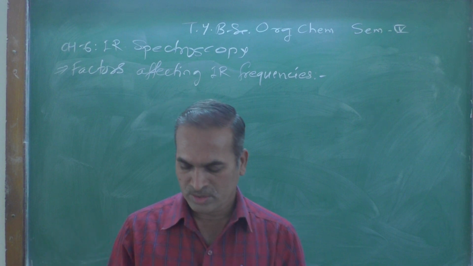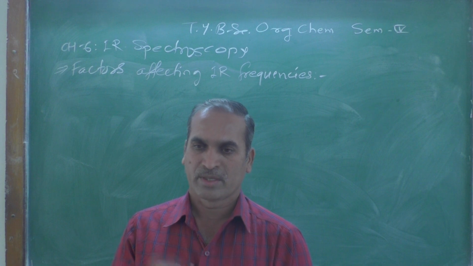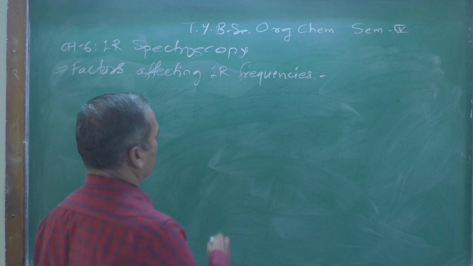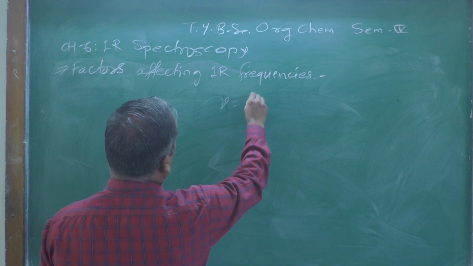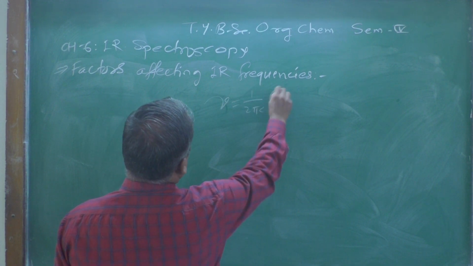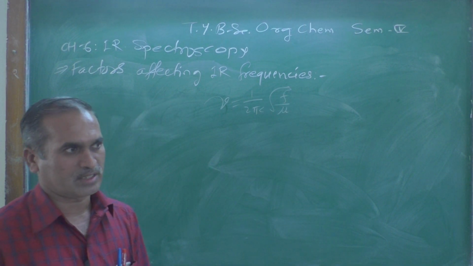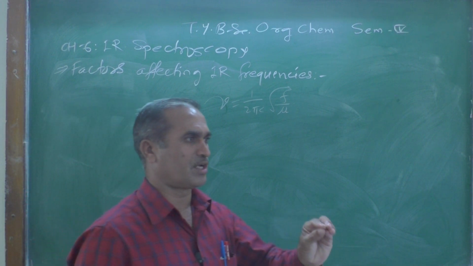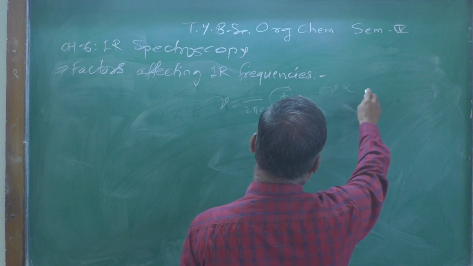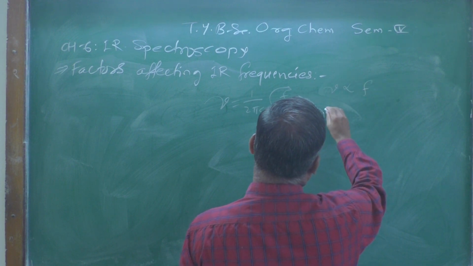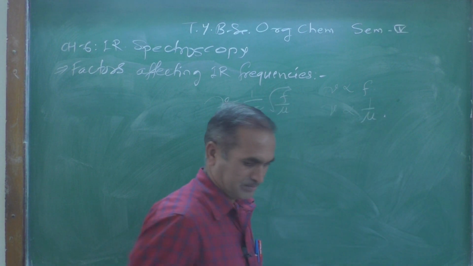According to Hooke's law, which we already discussed in our previous lectures, nu is equal to 1 upon 2 pi c under root of f upon mu. This is the mathematical statement of Hooke's law, meaning the frequency is directly proportional to the force constant, as well as inversely proportional to the reduced mass.